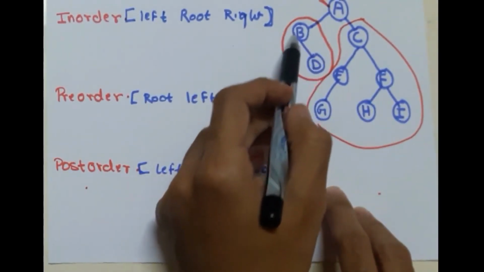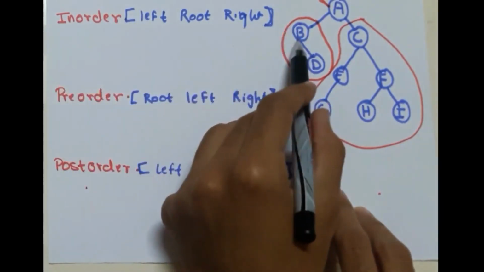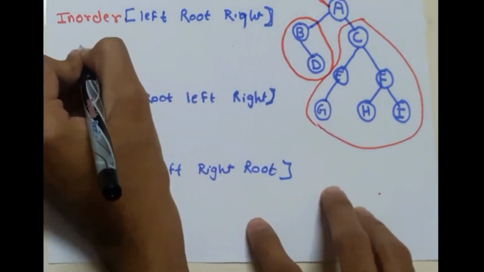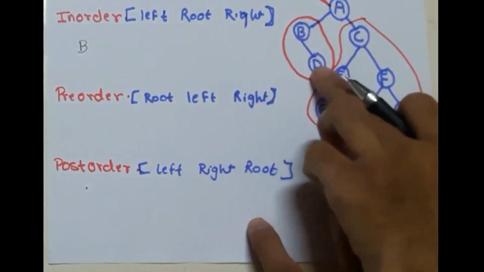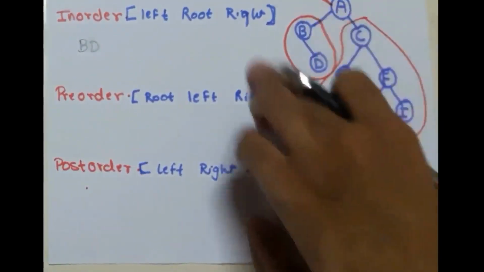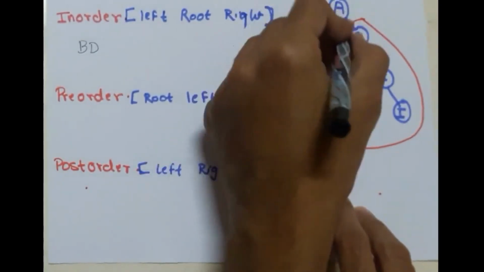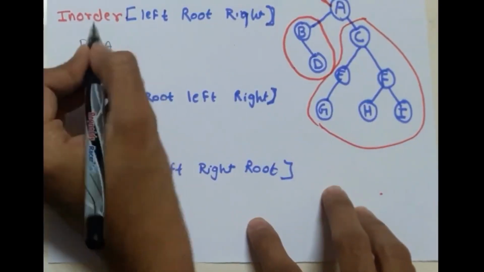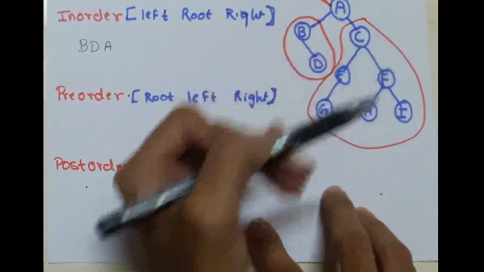So we'll go into the left part. The left part of B is null, so we'll write nothing. After that we'll come to the root, that is B. Then right. So right of B is D. Okay. So we are done with the left part of A. So after left, root. So A is the root. After root, right. So we'll go into the right part of A.